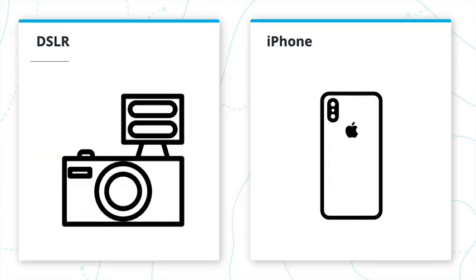A really good example here is the DSLR versus the iPhone. The DSLR camera was designed to take high quality photos, whereas the iPhone is a device that does a lot of different things, but it also has a camera. Over time, the iPhone has actually started to replace many types of digital cameras. And in fact, in 2015, the iPhone became the most popular camera on Flickr.